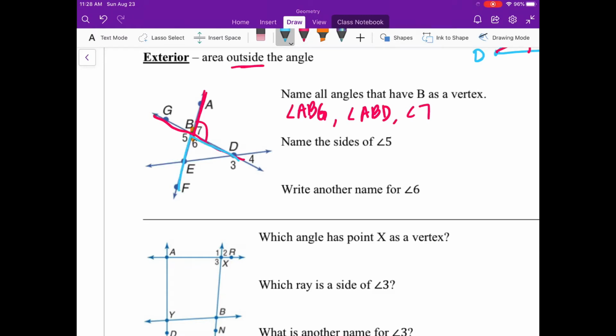I can also look at an angle going this way. So I can say angle DB, I can use E or I can use F. And I can also go this way. Or I can say angle 5.